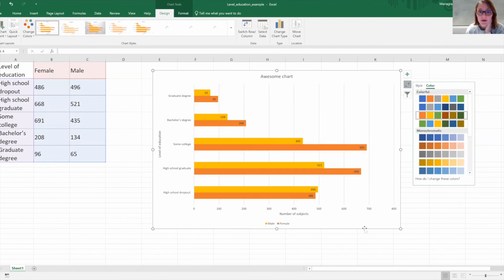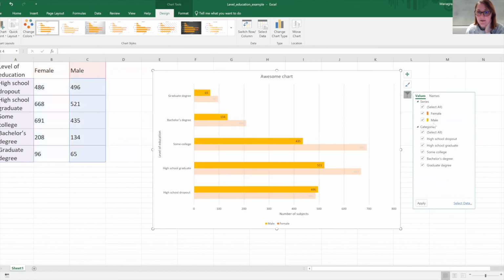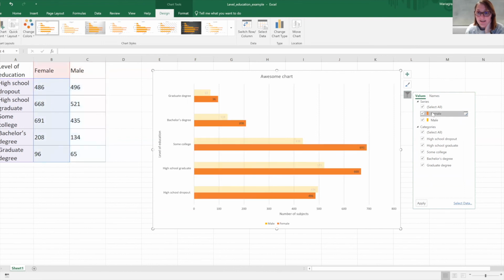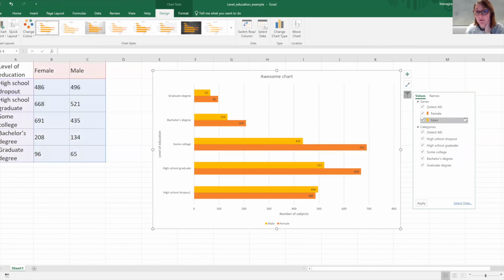So I will go with this one, and in this case, yellow will be male and orange will be female. In this case, this filtering button will let us choose which values we want to display. For example, if we want to just focus on high school graduate, if we want just to see the female of our sample, we can then work on that.